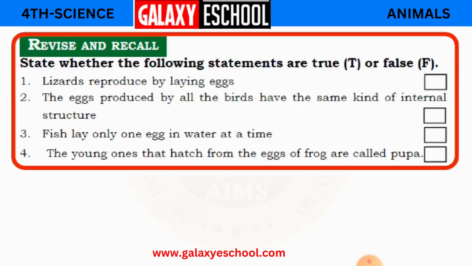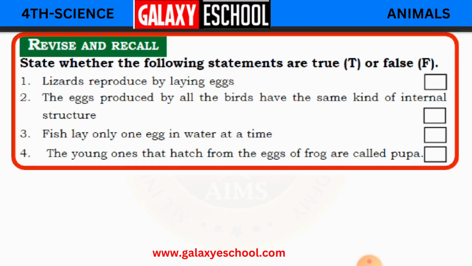Now we'll see the next section, that is revise and recall. What have we learned until now? We'll revise through these four statements, telling whether they are true or false. Lizards reproduce by laying eggs. Is it true, children? Lizards reproduce by laying eggs. Okay, this is true.